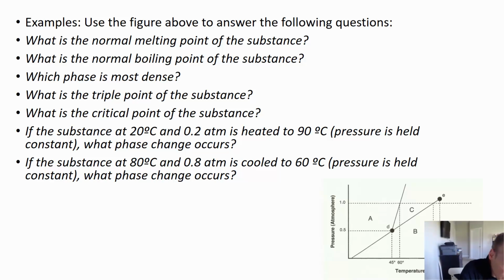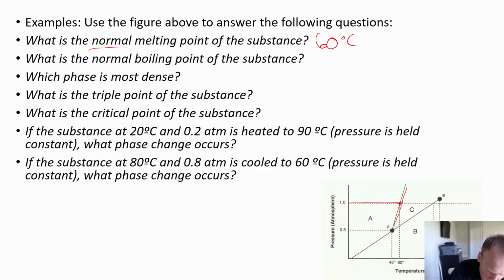So it says, what is the normal melting point? You got to really think about what that is. Melting is when we go from a solid to a liquid, so it's somewhere along this line. And normal is telling me that we're at normal pressure or standard pressure, which is 1 atmosphere. So it would be right here. We'd follow down and we'd say that's at 60 degrees Celsius. Sometimes you can see how these are in Celsius.